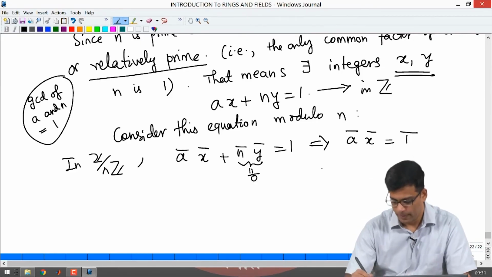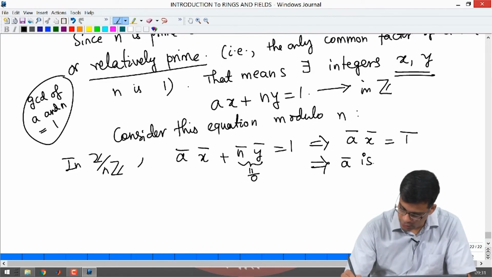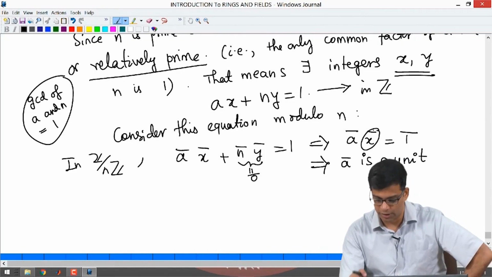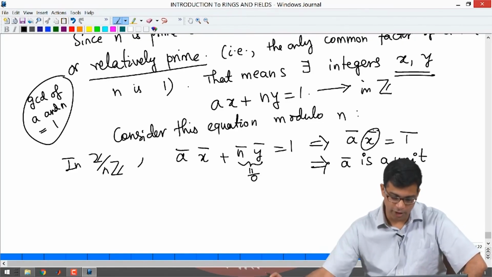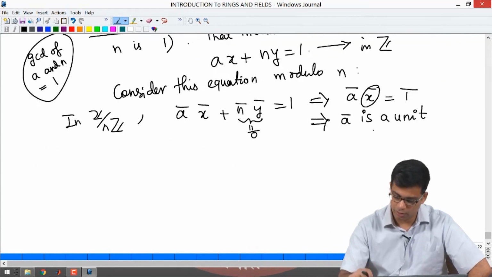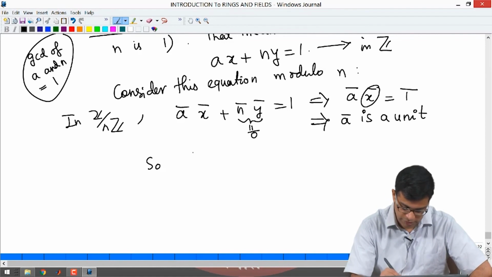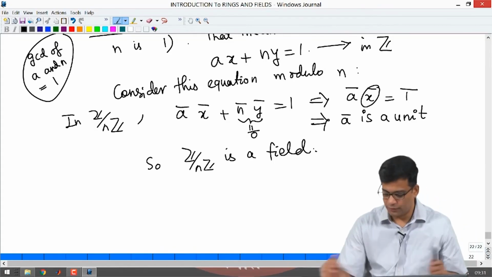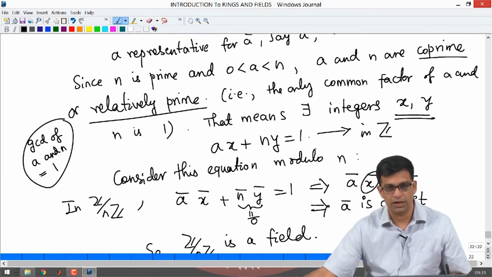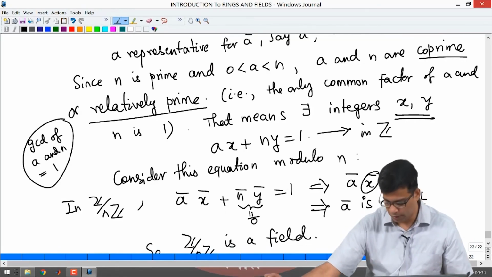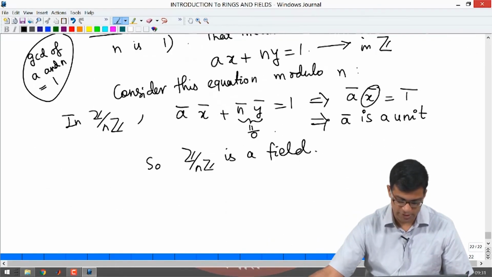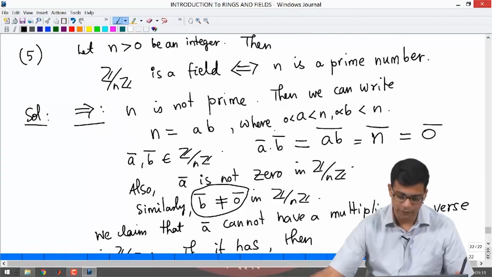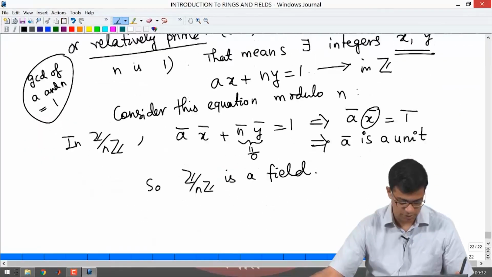So, a bar x bar is 1, that means a bar is a unit, it has a multiplicative inverse. Whatever x bar is, it is the inverse of a bar. And remember we have done this for any arbitrary non-zero a bar. So, Z mod nZ is a field. What we have done is produced a multiplicative inverse for any non-zero element of Z mod nZ when n is a prime number. So, we have shown that Z mod nZ is a field if and only if n is a prime number. Okay. So, this is the solution for this problem.